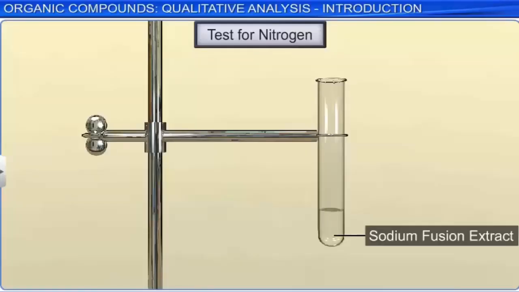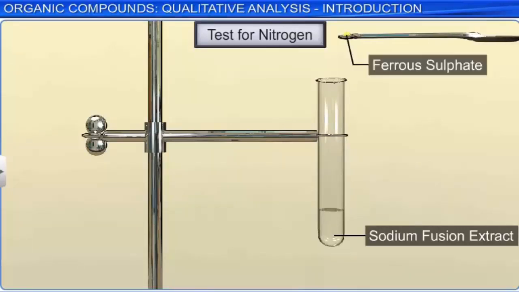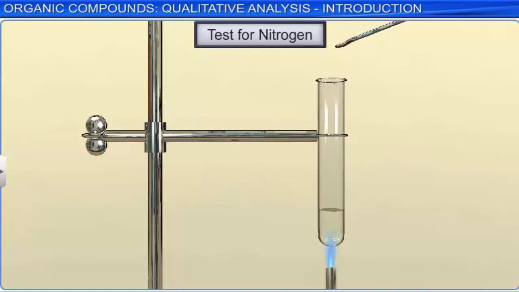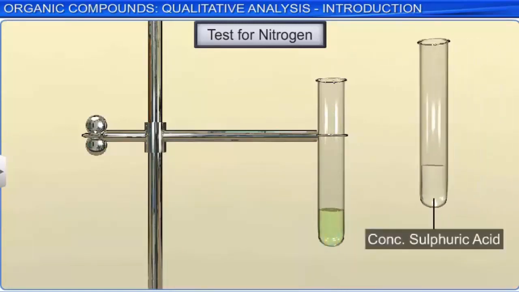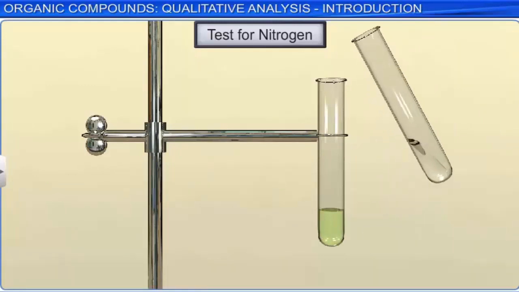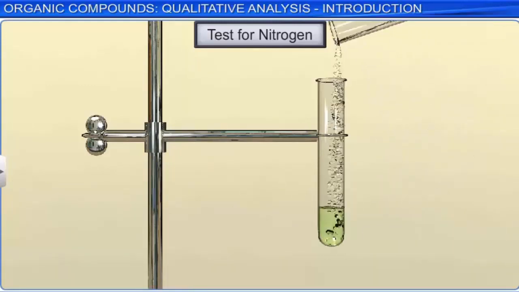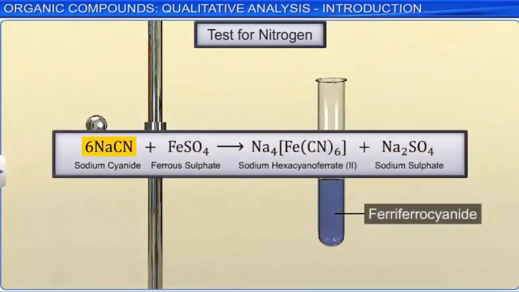Now, for the detection of nitrogen, a small amount of sodium fusion extract is boiled with a pinch of solid ferrous sulfate and then acidified with concentrated sulfuric acid. The sodium cyanide reacts with ferrous sulfate to form sodium hexacyanoferrate(II).